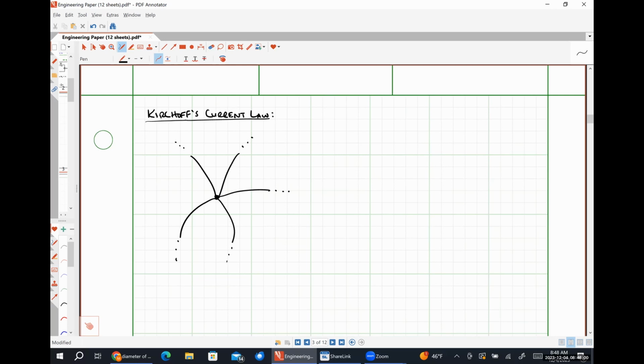Where we just have 5 wires all connected to some central node point. Okay. I'm going to arbitrarily choose some directions for my currents. So let's say that this is current I1 flowing in this direction. Here's I2, I3, I4, and I5.